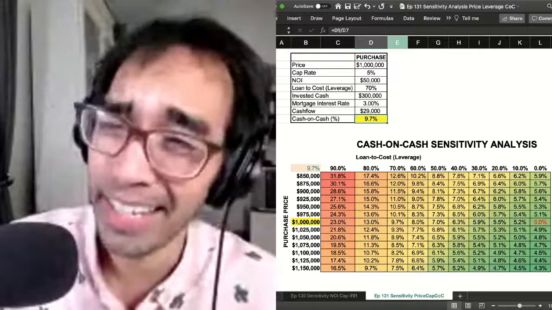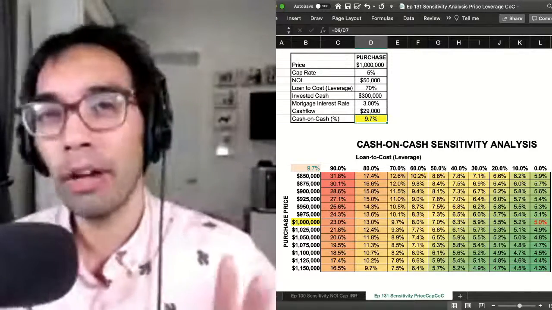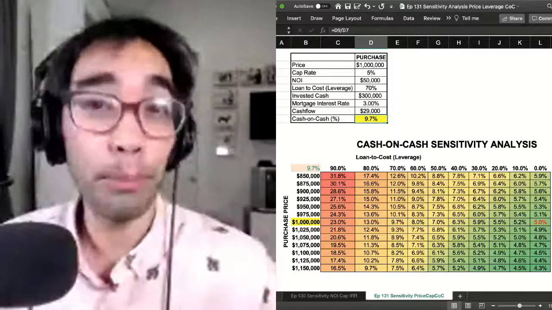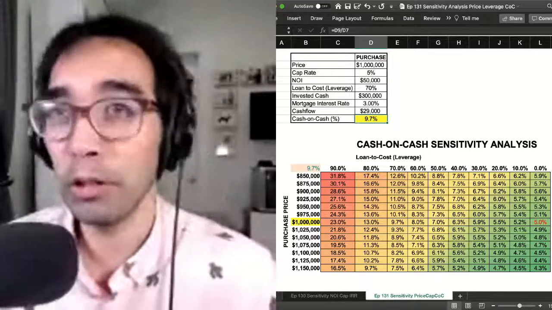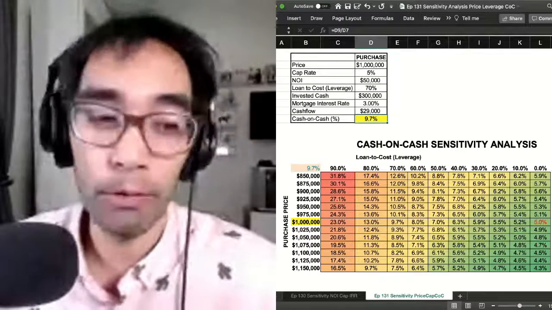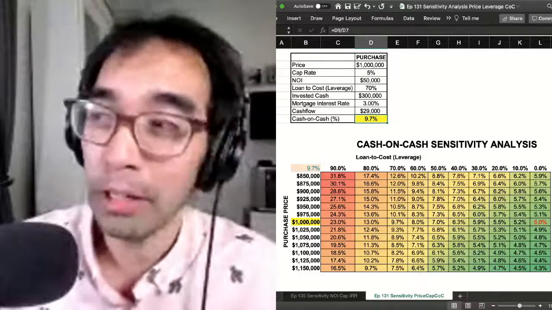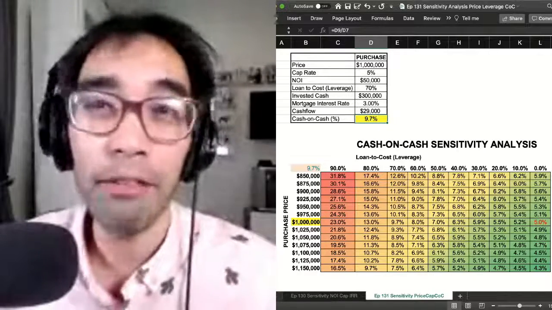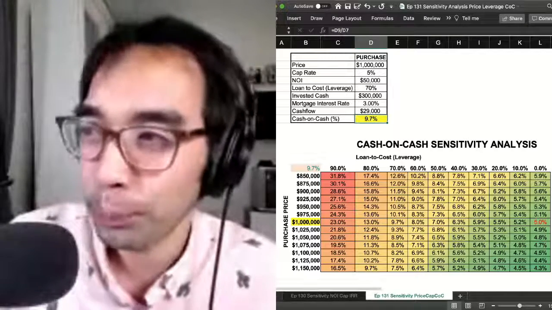Yesterday we talked about exit cap rate, so I had a separate column. Here we're just going to be looking at, on the buy side, what price can you pay at what leverage to get the returns you're looking for. Especially if you're trying to raise capital and get investors to bring in their money, they have to get a return that will incentivize them to invest with you.